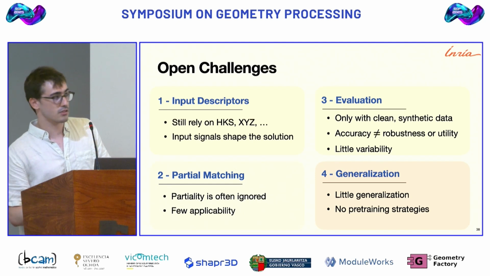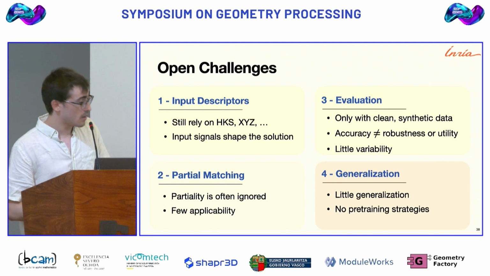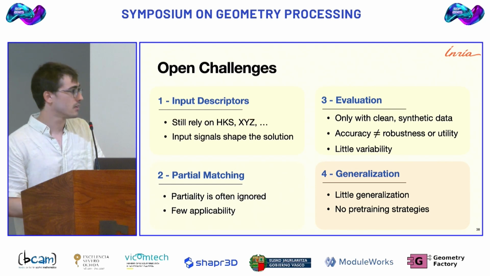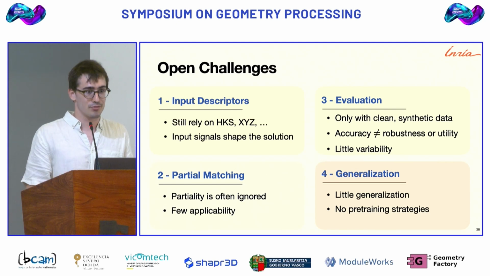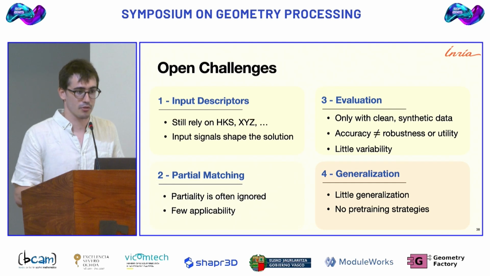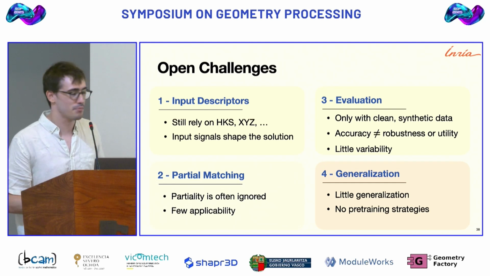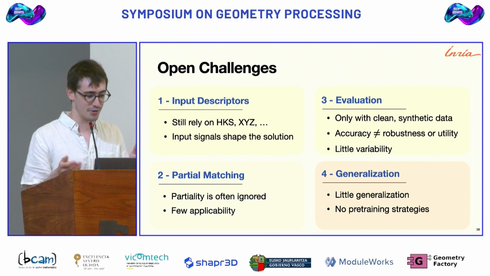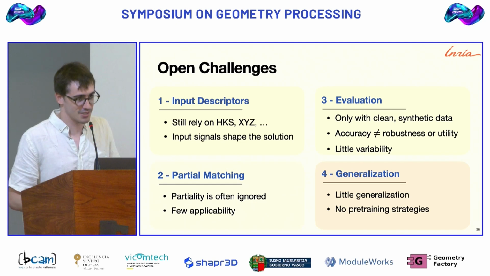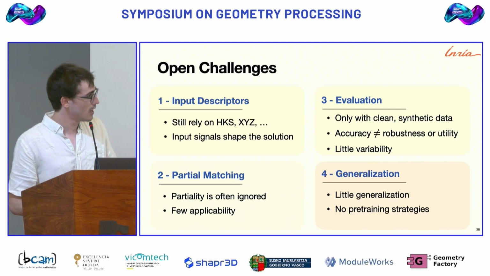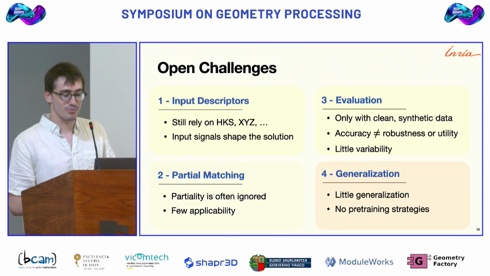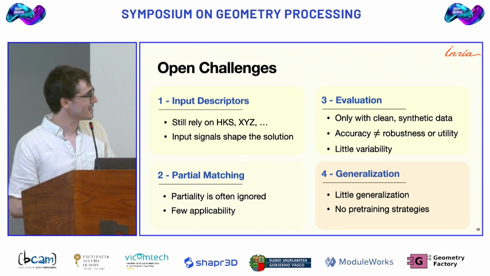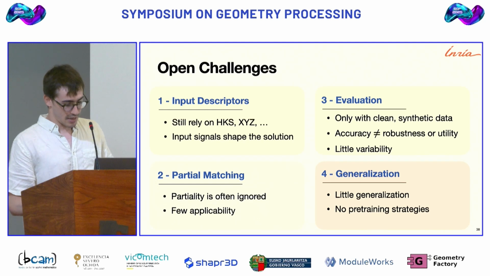So the generalization is essentially nonexistent, and there are no pre-training strategies. I mean, there are pre-training strategies that we just know don't work. There's no paper saying pre-training doesn't work, but it's a known thing in the domain that it's useless to try to pre-train your network. And I think that's most of the problems in the shape matching community. And I think that's all.